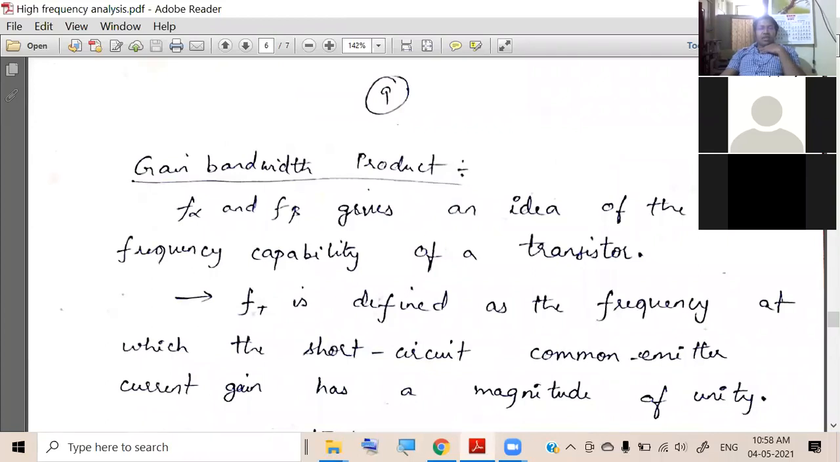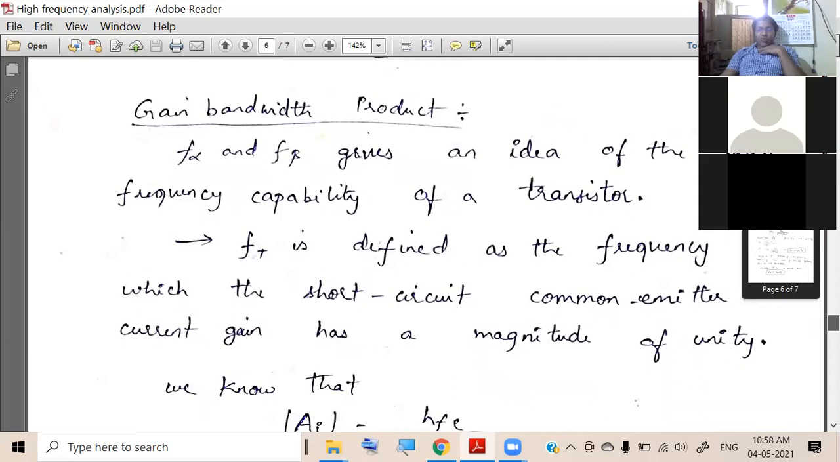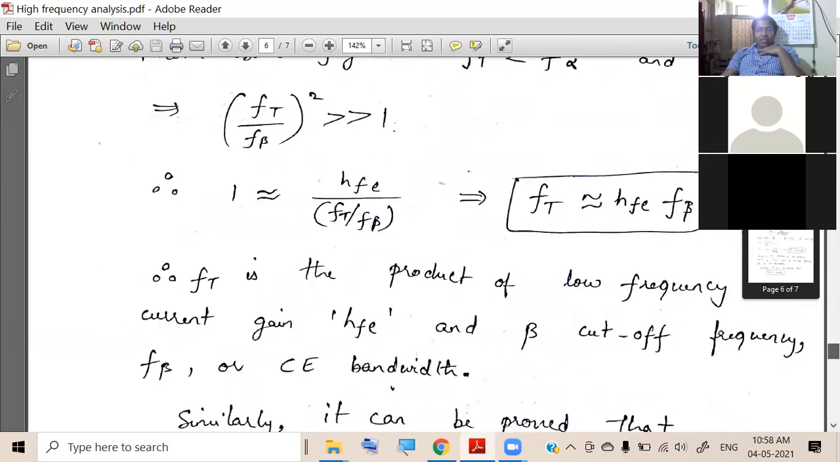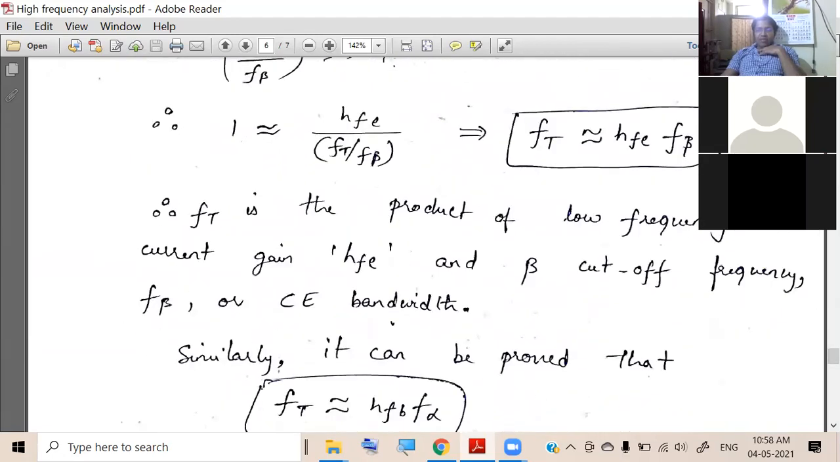We started with ft as the frequency at which common emitter current gain becomes 1, and when we derive, we are actually obtaining that this is nothing but the gain bandwidth product.